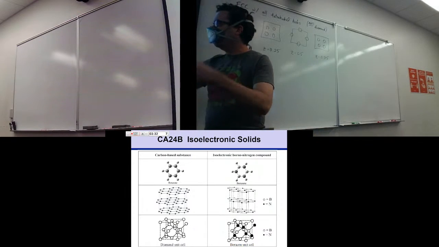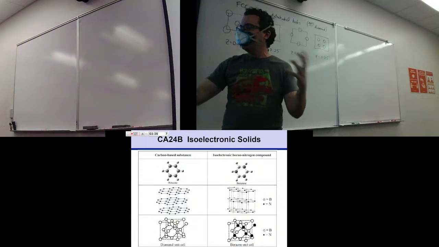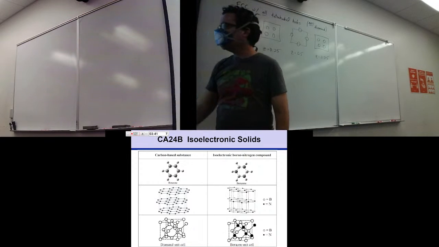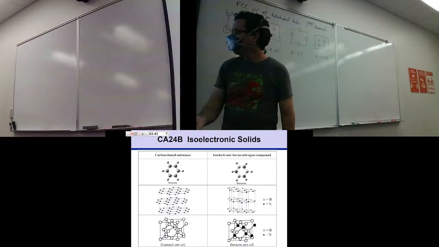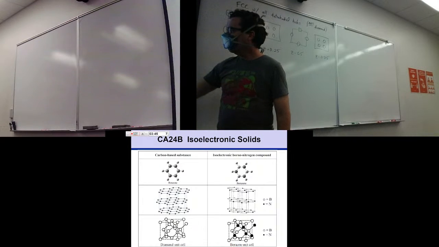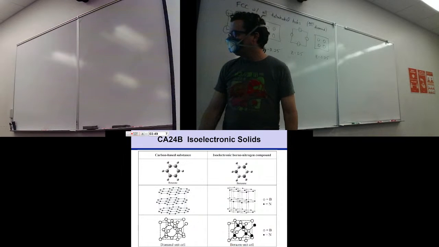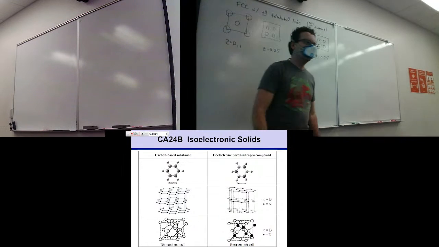Let's take it a step further. Instead of 2D, let's go 3D. You've seen diamond, it's all carbon. Well, let's take half of those carbons and replace them with boron, and the other half we'll replace with nitrogen. And you get this thing called borazon, which exists as well.